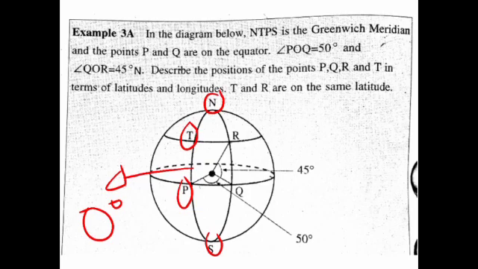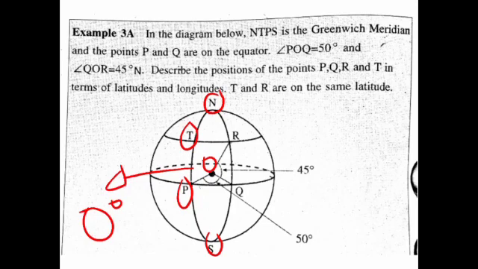And the points P and Q are on the equator. Then we have an angle given as the angle POQ, where O is going to be our center there. POQ is 50 degrees and angle QOR is 45 degrees.